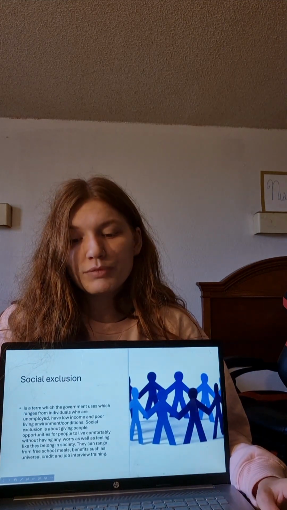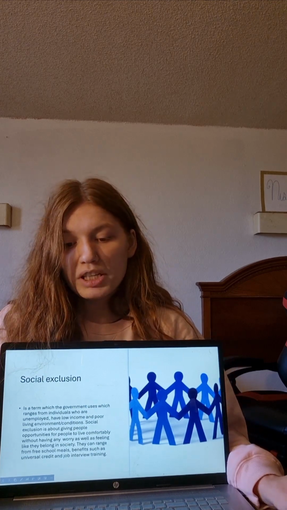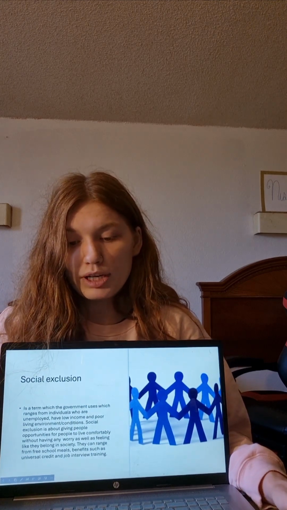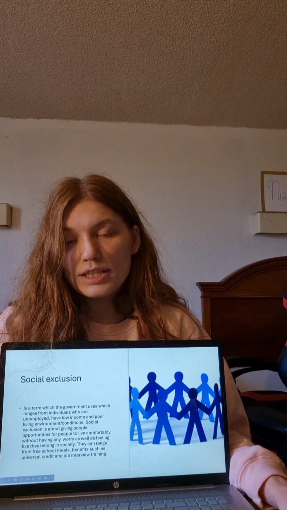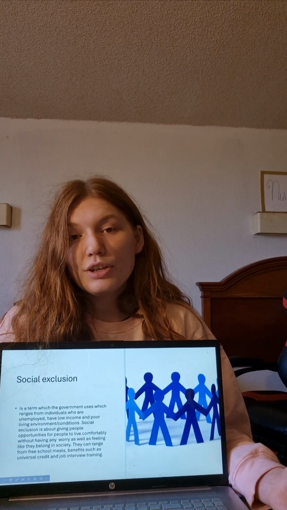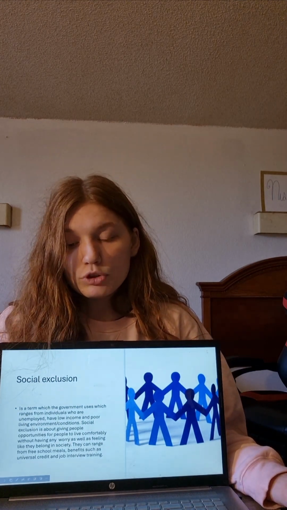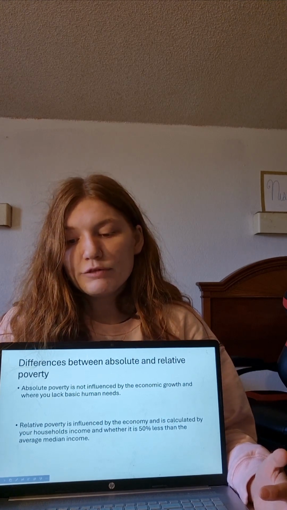Social exclusion. This is a term used by the government. It ranges from individuals who are unemployed, have a low income and poor living conditions. Social exclusion is about giving people opportunities in life as well as living comfortably. The benefits with social exclusion can include free school meals, job interview training and universal credit. The differences are absolute poverty is influenced by the economic growth and relative poverty is influenced by the economy.